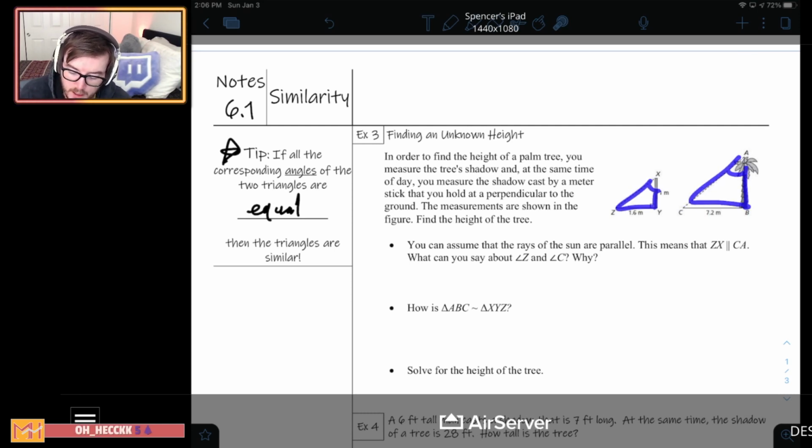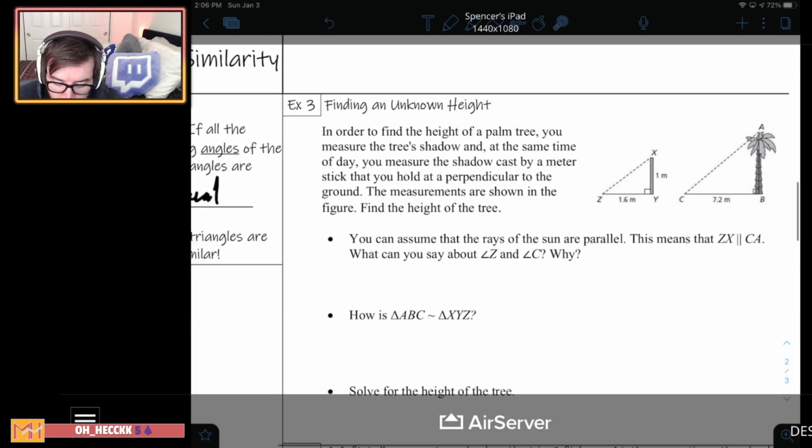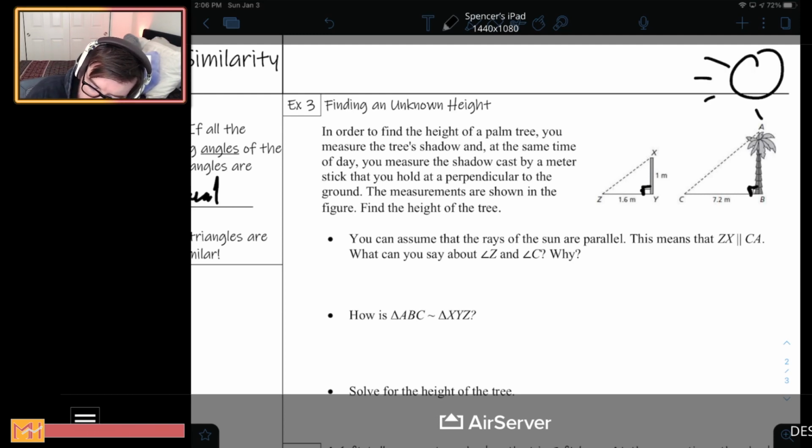These figures are similar. In order to find the height of a palm tree, you measure the tree's shadow, and at the same time of day, you measure the shadow cast by a meter stick that you hold perpendicular to the ground. The measurements are shown. So let's really stress the fact, hey, we got this right angle, okay? You can assume the rays of the sun are parallel. Here's the sun, and these sun rays that are coming down are parallel, all right? The dotted lines are parallel. And why is that important?